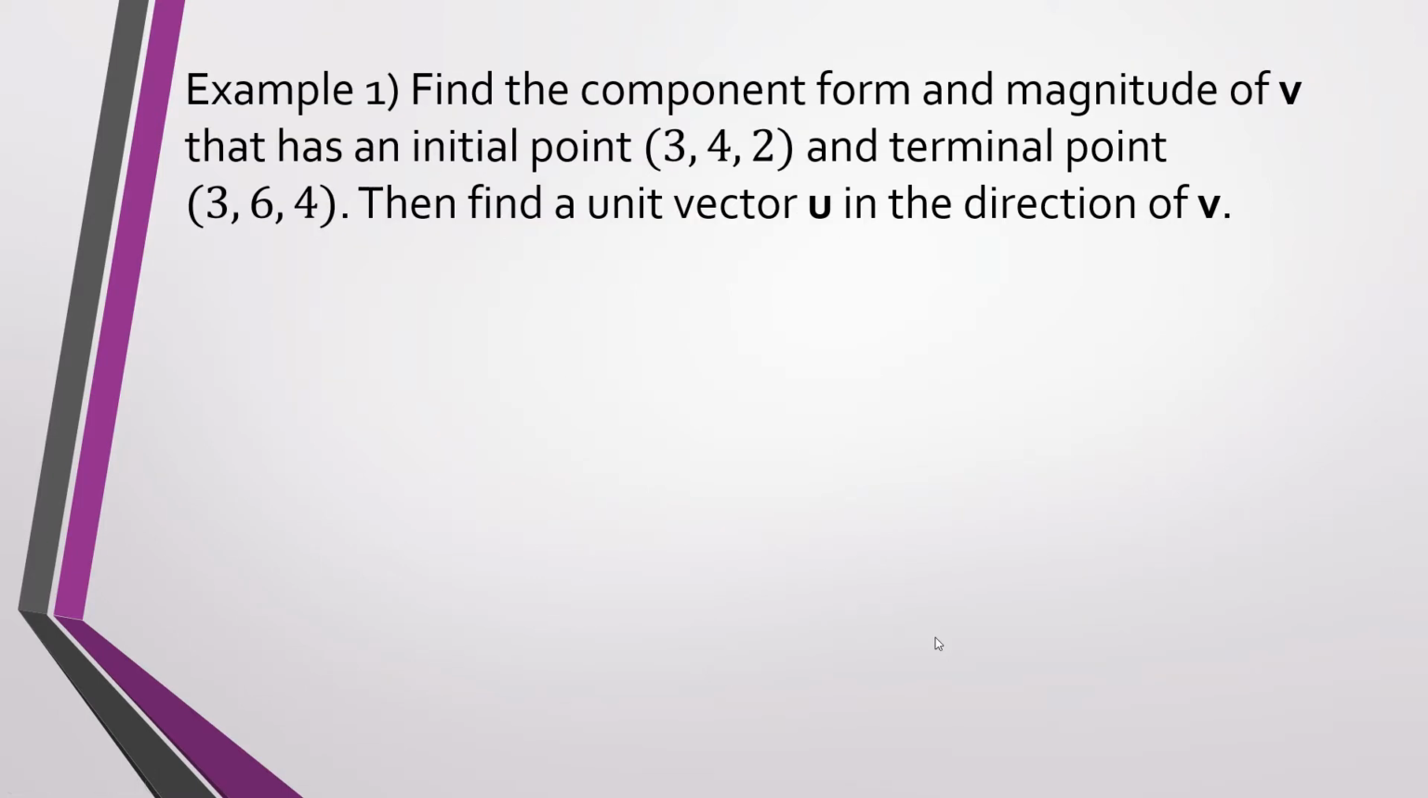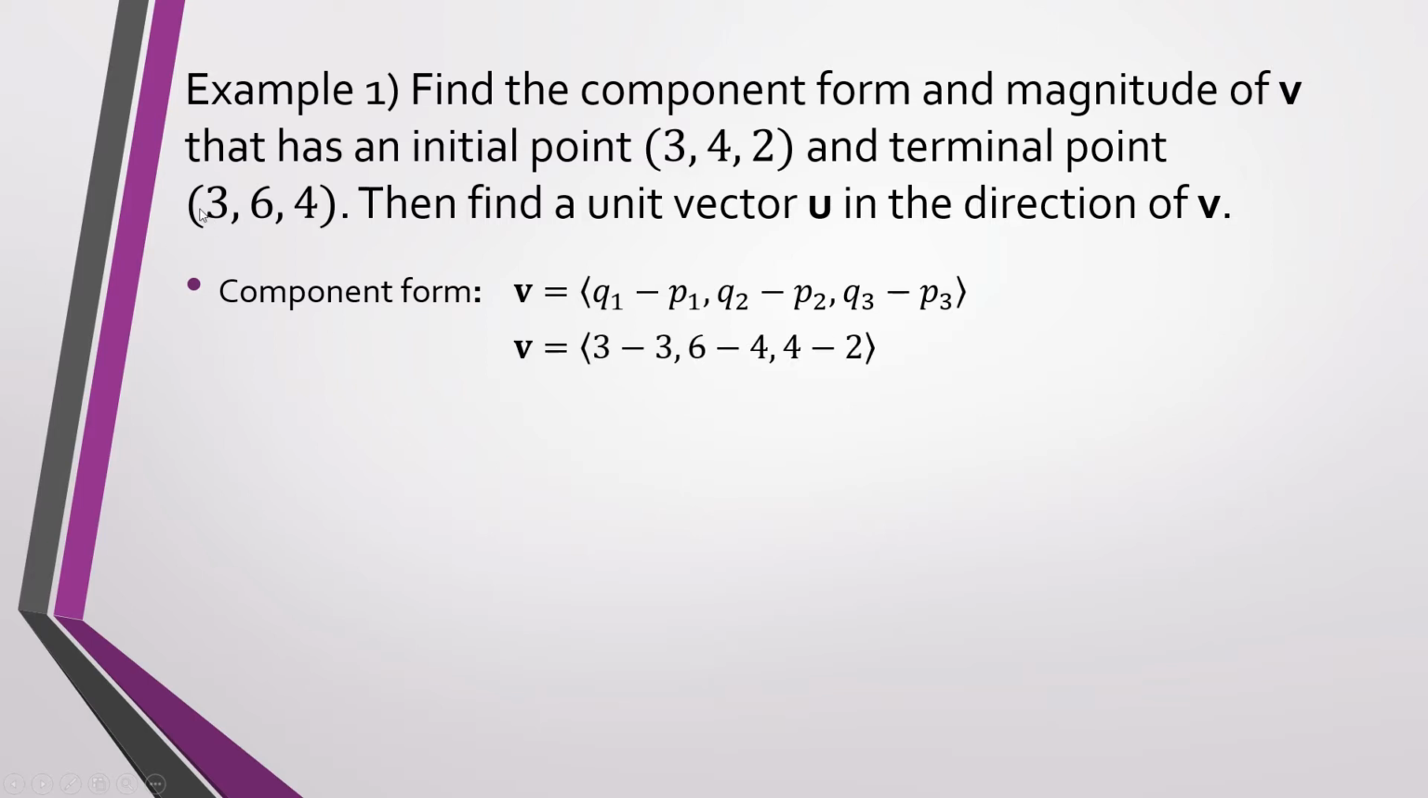So for our first example, we're going to find the component form and magnitude of vector v that has an initial point at (3, 4, 2) and a terminal point of (3, 6, 4). And then we'll find a unit vector u in the direction of v. To find our component form, we're going to figure out how far we went in the x, y, and z directions. You can substitute that into these formulas if that helps you.